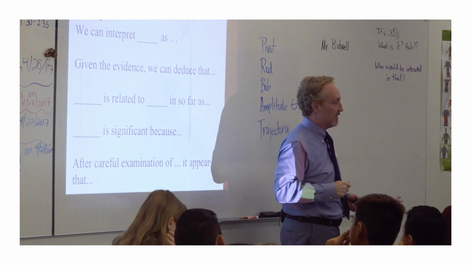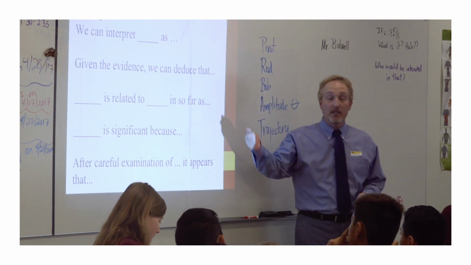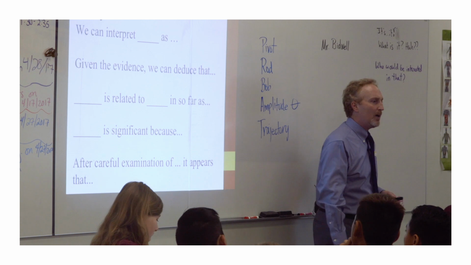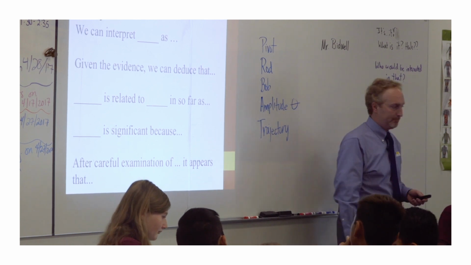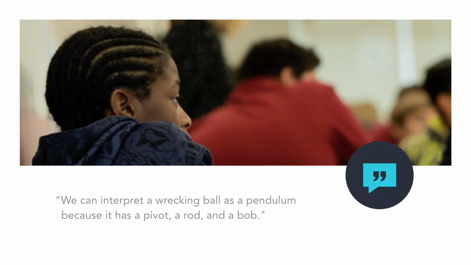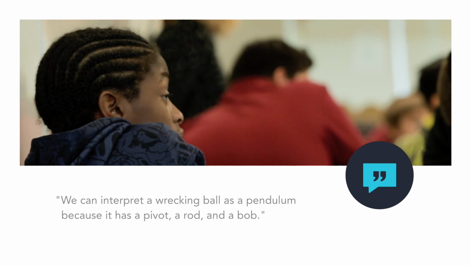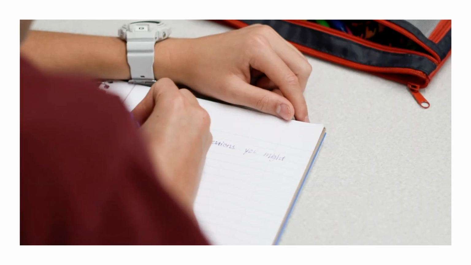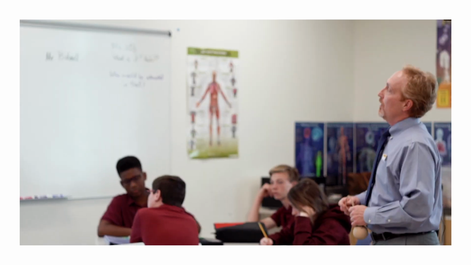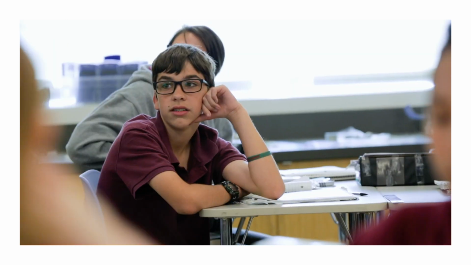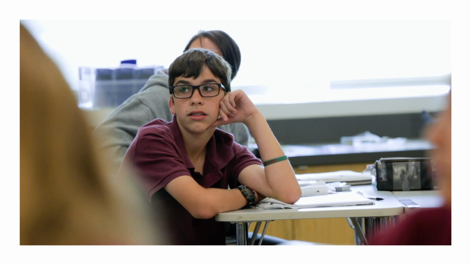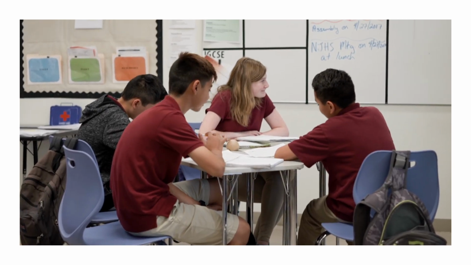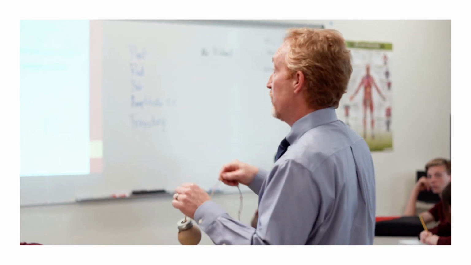Okay, so take a couple minutes to do that. Everybody at your table should have a chance to speak, okay? So just use one of those sentences, your vocabulary words, to describe how a wrecking ball is a pendulum. We can interpret a wrecking ball as a pendulum because it has a pivot, a rod, and a ball. Perfect. You have your lined paper in front of you. As an individual, I want you to think about 3 things you might want to change, 3 independent variables you might want to change. I've given you 3 already, so think about those 3.